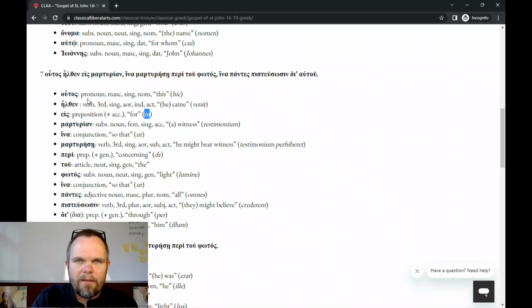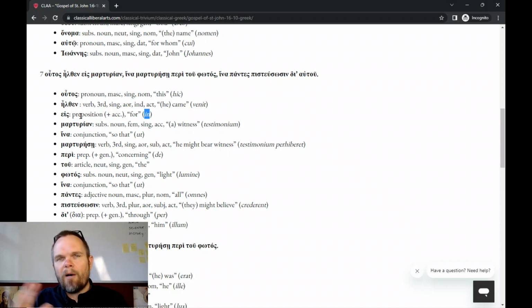This man came for a witness. The for expresses the purpose for which he came. He came for a witness. He came to be a witness, we could say. So you can see how much flexibility there is in translation. But in our study, we want to stick to the text. We want to stick to the exact words, and we want to be able to look at the Greek and translate every single word into English and then have a coherent or meaningful translation.